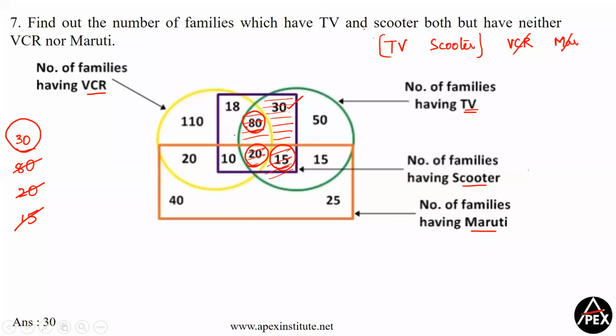Clear, guys? Any doubts? Quick responses, please. Neither nor, either or. Neither nor means under both, they should not have both. They should not have VCR. They should not have Maruti. Clear? Any doubts, guys? Quick responses. Clear. Okay. Moving ahead.